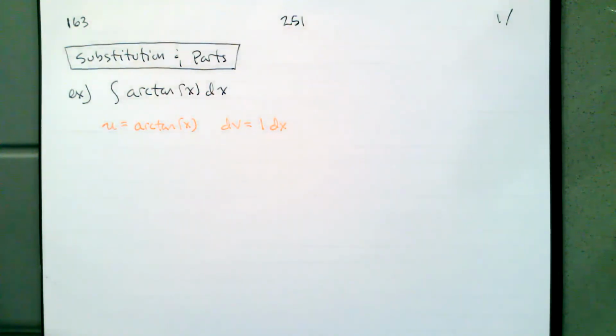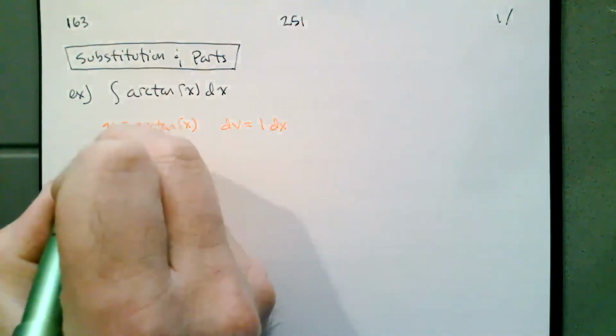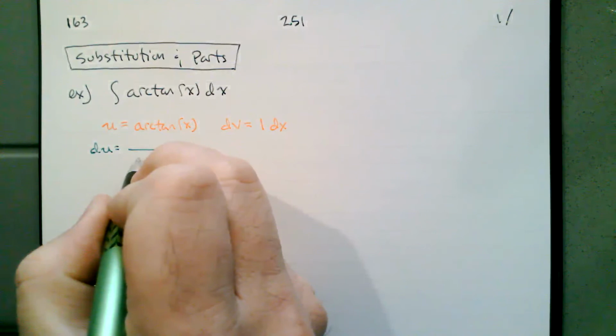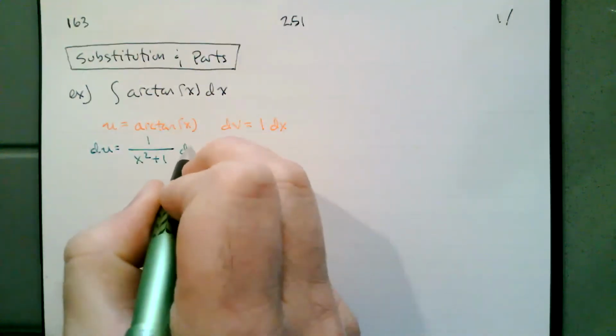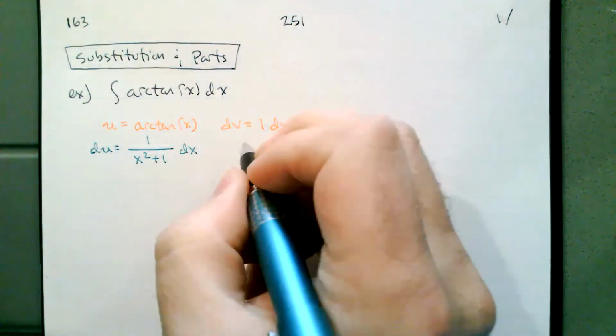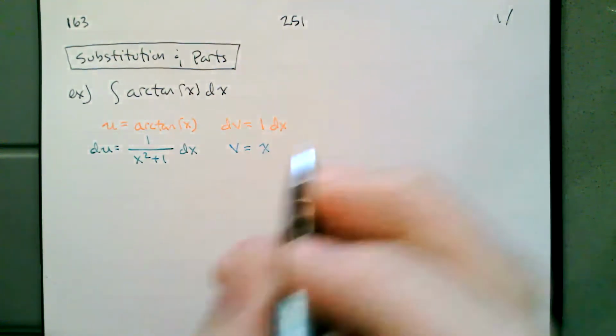The next step is to get the two parts that we need to find. So differentiate u to find du. The derivative of arctangent is 1 over 1 plus x squared, times dx. That's just one of our derivatives that we have to remember all the time now. And the antiderivative of 1 is just x.